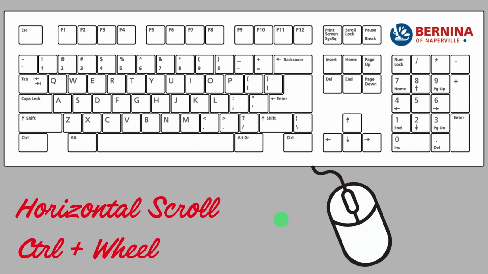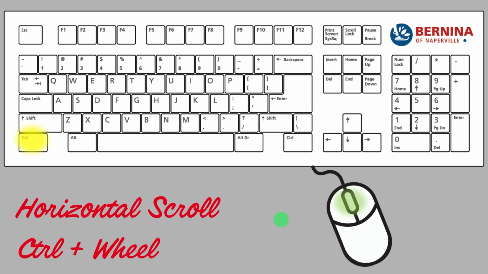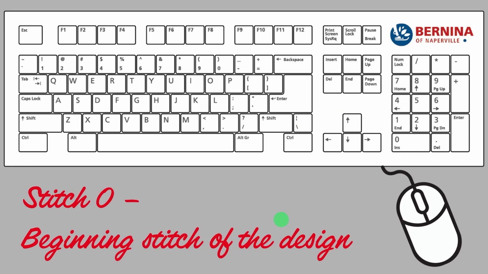Horizontal scroll is done the same way, except this time we're holding down Control and the wheel. Then advanced shortcuts. Now, one day we'll get to these, and that one day might be sooner than you think because Debbie uses some of these in the exercise this month.